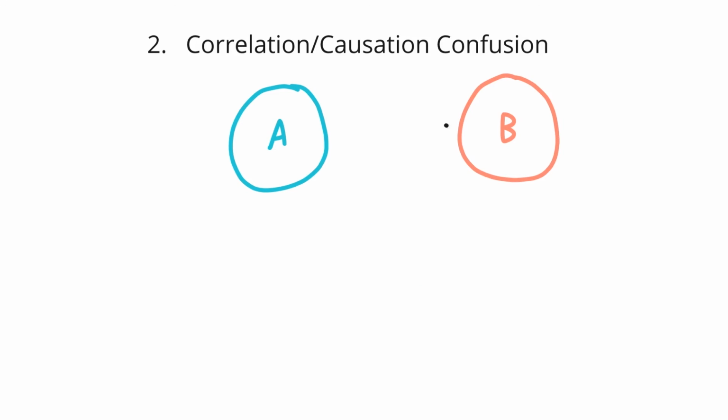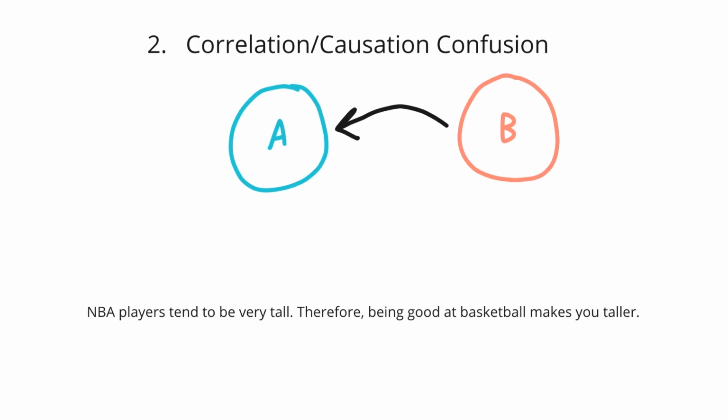A slightly less common variation of this flaw is the reverse causation flaw, which is where a similar argument ignores the obvious alternative that B could actually be causing A. The causation here is mistakenly going the wrong way. Here's an example. NBA players tend to be very tall. Therefore, being good at basketball makes you taller. This is a classic case of reverse causation.